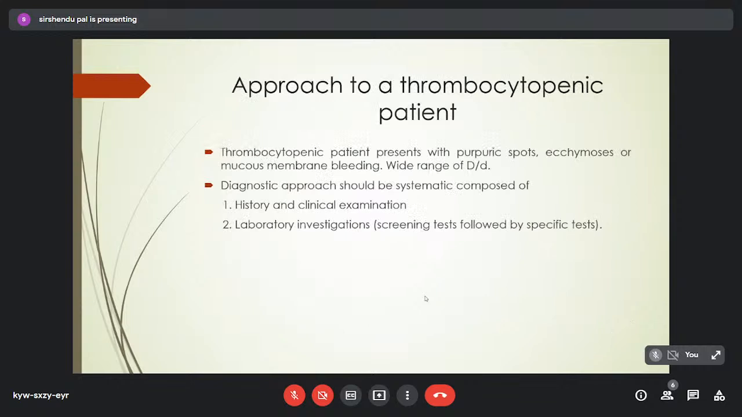Coming to the approach to a thrombocytopenic patient. A thrombocytopenic patient presents with purpuric spots, ecchymosis, mucous membrane bleeding, etc. And there are a wide range of differentials. So the diagnostic approach should be systematic, which is composed of thorough history taking and clinical examination. This is followed by laboratory investigations, which include certain screening tests, followed by certain specific tests, which depend upon the result of the screening tests, and these help to come at a definitive diagnosis.